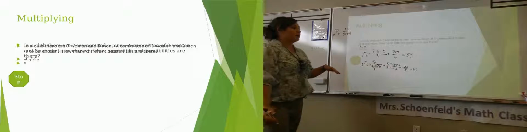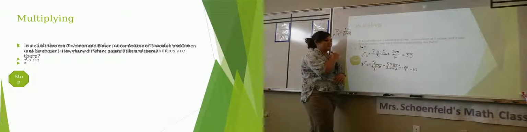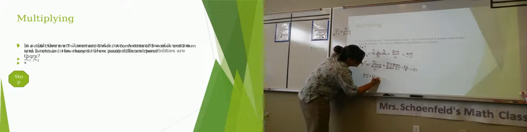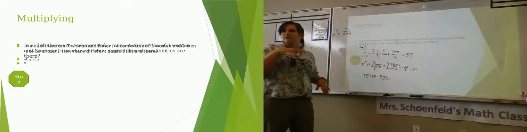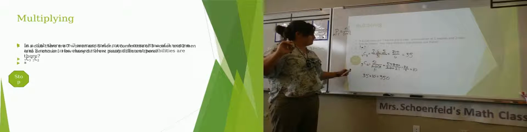Okay, so now when I'm trying to actually figure out the possibilities, we're multiplying. So now I'm going to do 35 times 10, which is 350. Don't try to write it all out in a line because it's gross. You need to flip them upside down.